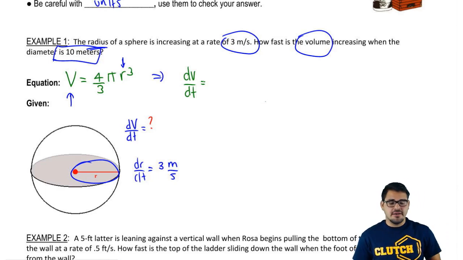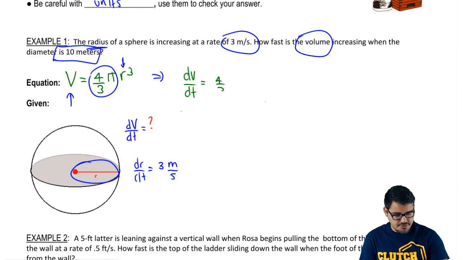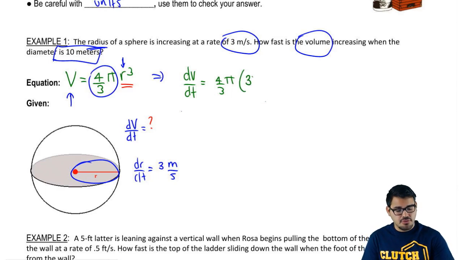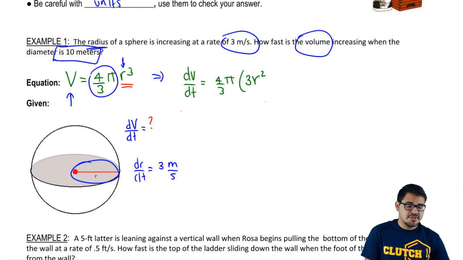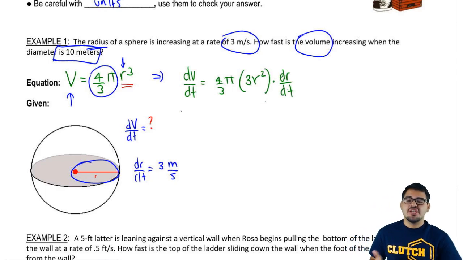Now let's derive the right side, which has 4/3 pi. This is all a constant, so we don't really care about it. We're just going to put 4/3 pi. Nothing's really changing there. But here, you can see that r squared is a variable. So we're going to derive that, and it's going to give us 3r squared. We're going to use our power rule with implicit differentiation. And since we derived a variable, we're going to multiply by dr/dt, because we have our radius. This radius is changing over time, so it needs its own rate of change next to it.